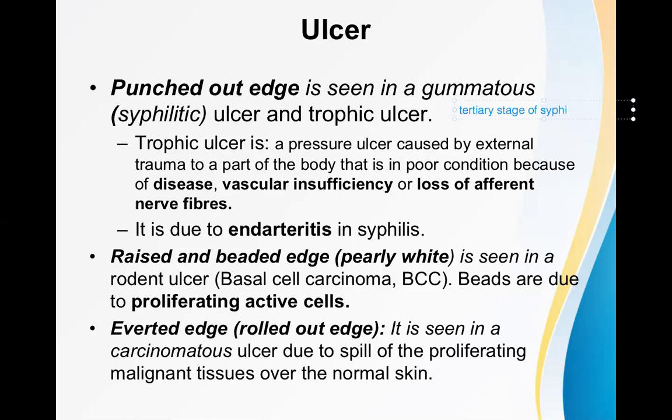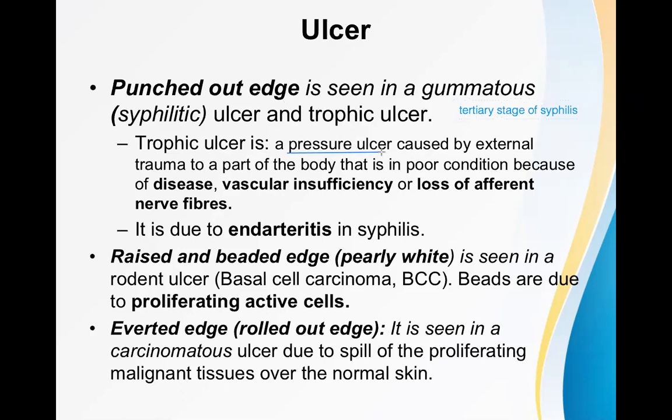And this gumma is a type of granuloma, just like the tubercular granuloma. In syphilis, we call it gumma. But there is no caseous necrosis at the center. And trophic ulcer, now another important term in clinical medicine, trophic ulcer. This trophic ulcer is a pressure ulcer. Now see here, this is a very important concept.